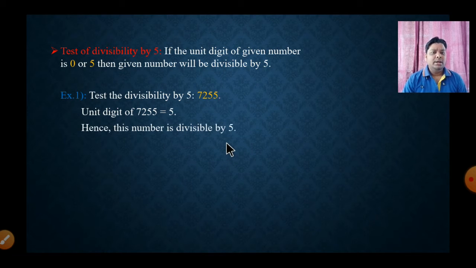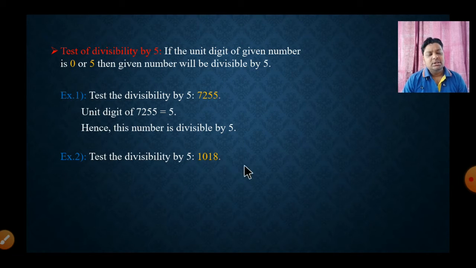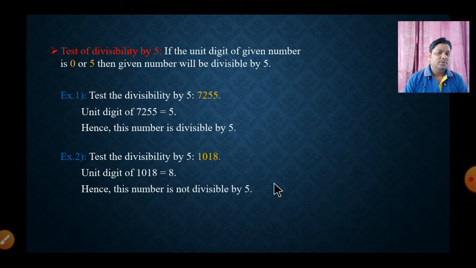Okay, now let's see one more example. Now we have to test the divisibility by 5. Now the number is 1018. If the last digit is 0 or 5, then it is divisible. But here you can see students that the last digit is what? It is 8. So it is not 0 or 5. So we can say this number is also not divisible by 5. Okay students, so I hope that you all have understood. Now let's see another question.